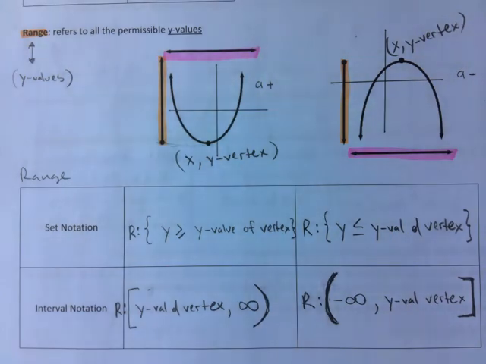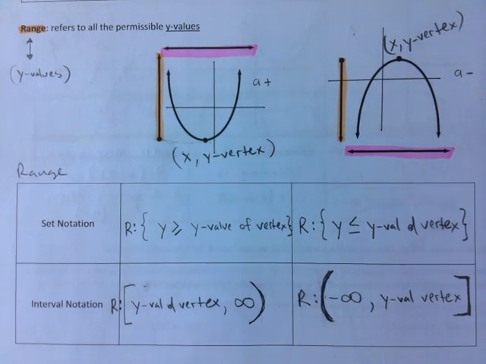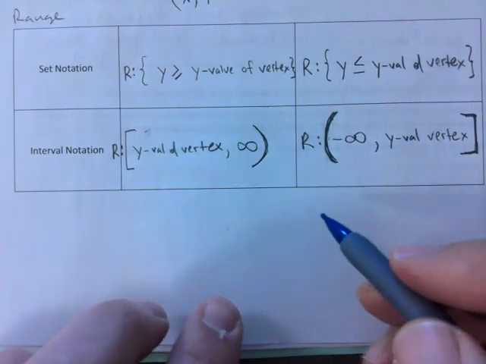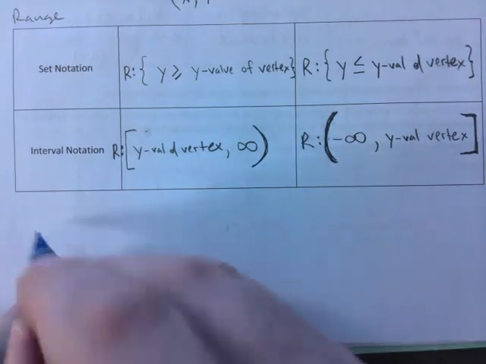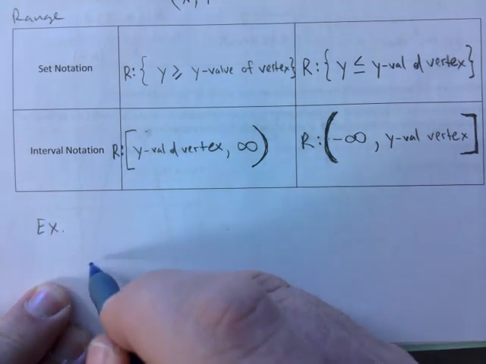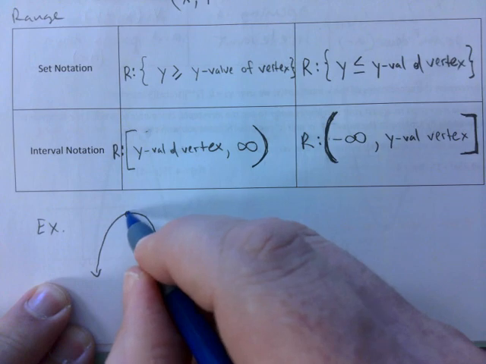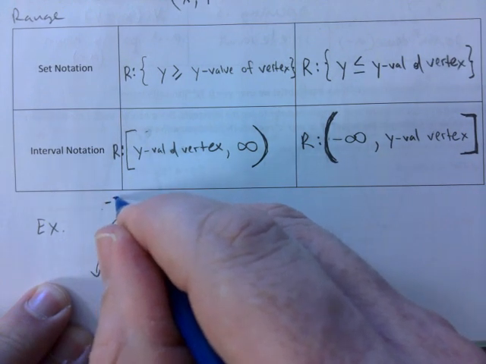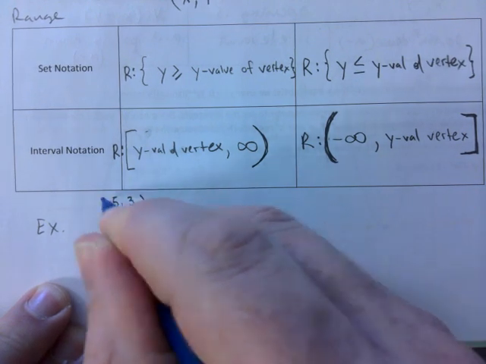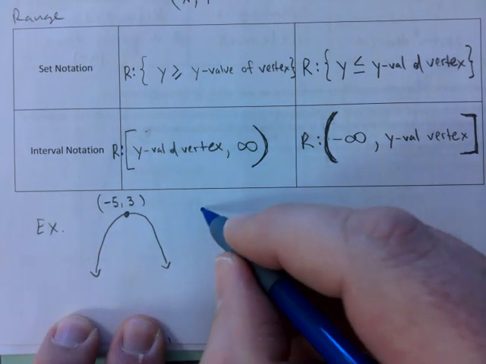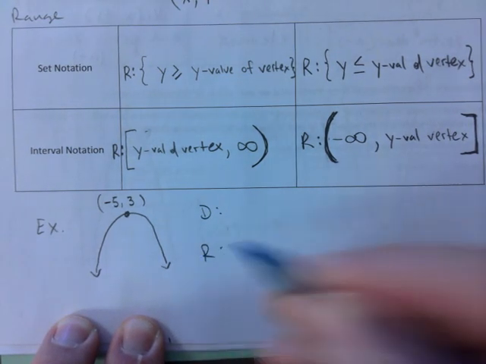So here are some common mistakes that I see students make. Example, let's say you have a graph that looks like this, and this is (-5, 3). And I ask students, hey, give me the domain and range.